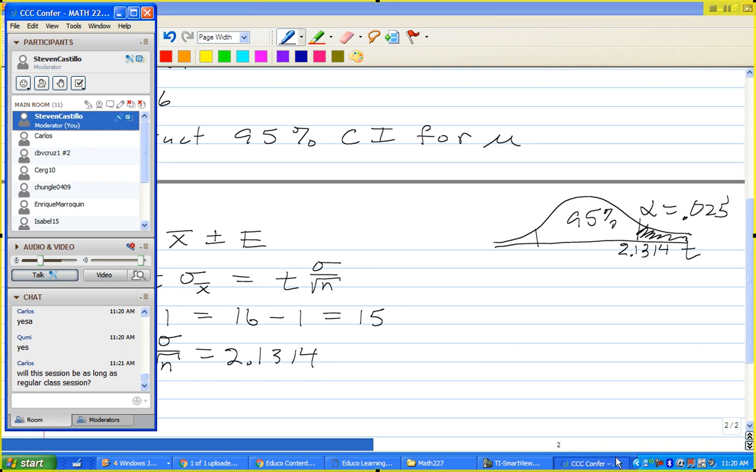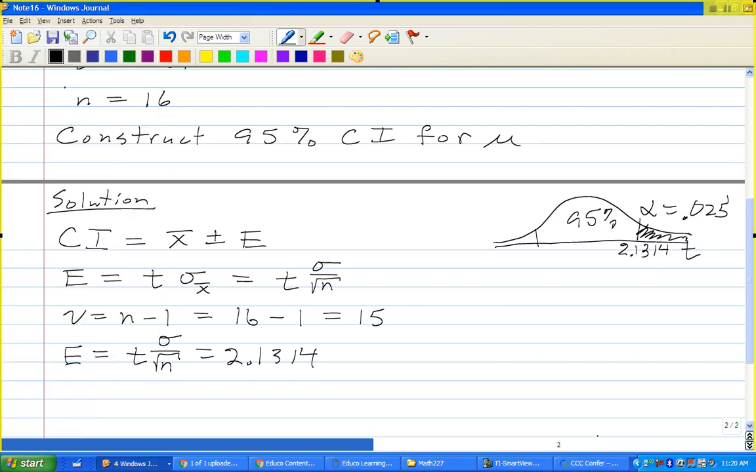Yes, it will be at least as long as a regular session. And so will the one tomorrow.